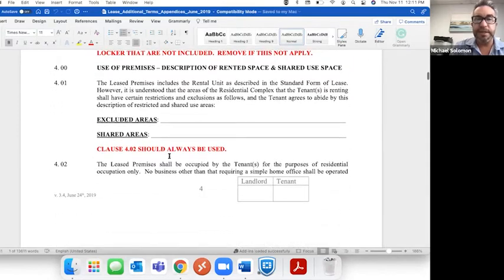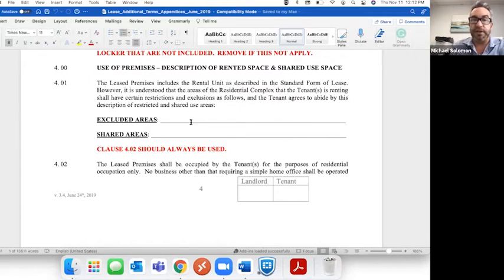And then we go in and talk about things like use of premises, the description of the rented space and the shared spaces. I find this really helpful in properties where perhaps there's a suite in the basement and a family lives upstairs, and the family upstairs utilizes the backyard all the time, but you don't want to give the use of the backyard to the tenant in the basement. So this talks about excluded areas and shared areas between people.